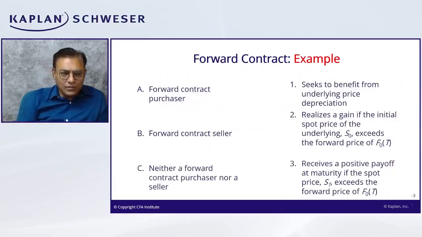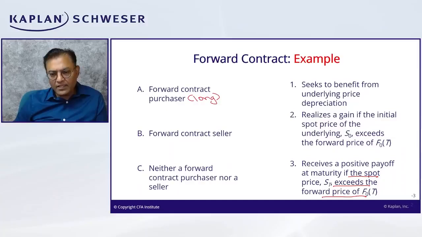All right, so let's look at another example. We are given a mix and match question. The forward contract purchaser, or the long party, is seeking to benefit if the spot price exceeds the forward price. So choice A is matched against number 3. Now the forward contract seller, on the other side, is betting on the price decreasing, and so it seeks to benefit from underlying price degradation or depreciation.